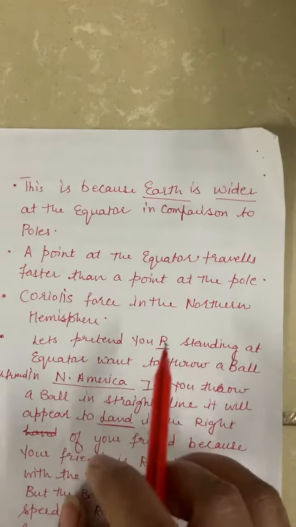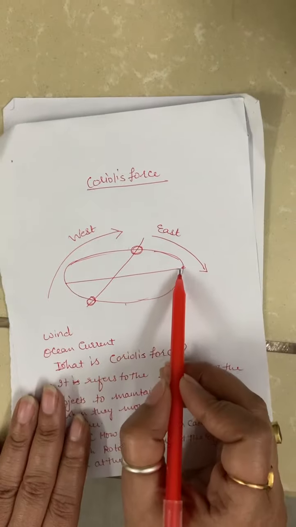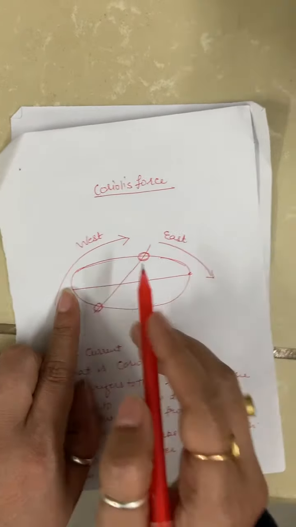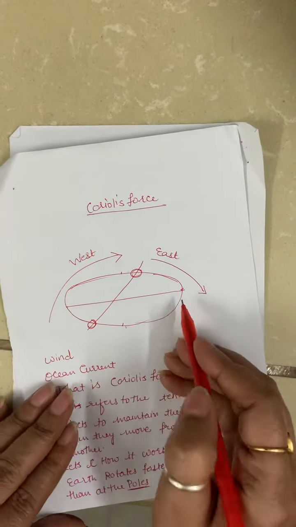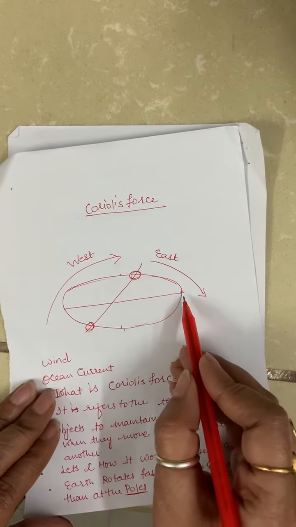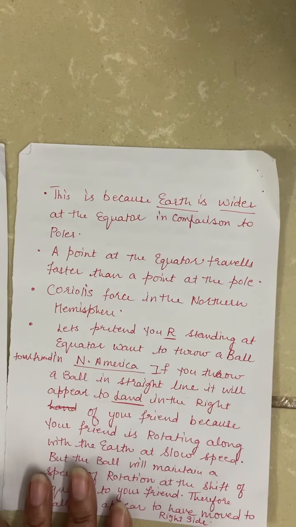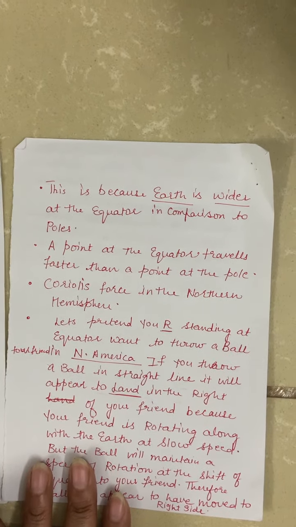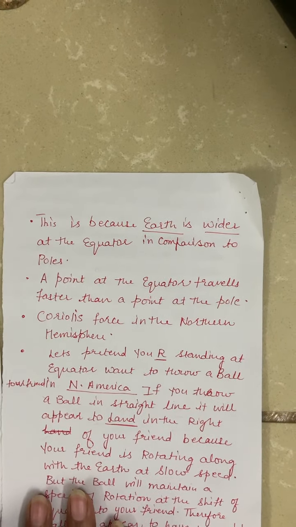This is because Earth is wider at the equator in comparison to the poles. You can see because Earth is a geoid, spherical, Earth is wider at the equator and it is squeezed at the poles, right? That is why Earth rotates faster at the equator than the poles. A point at the equator travels faster than a point at the pole.